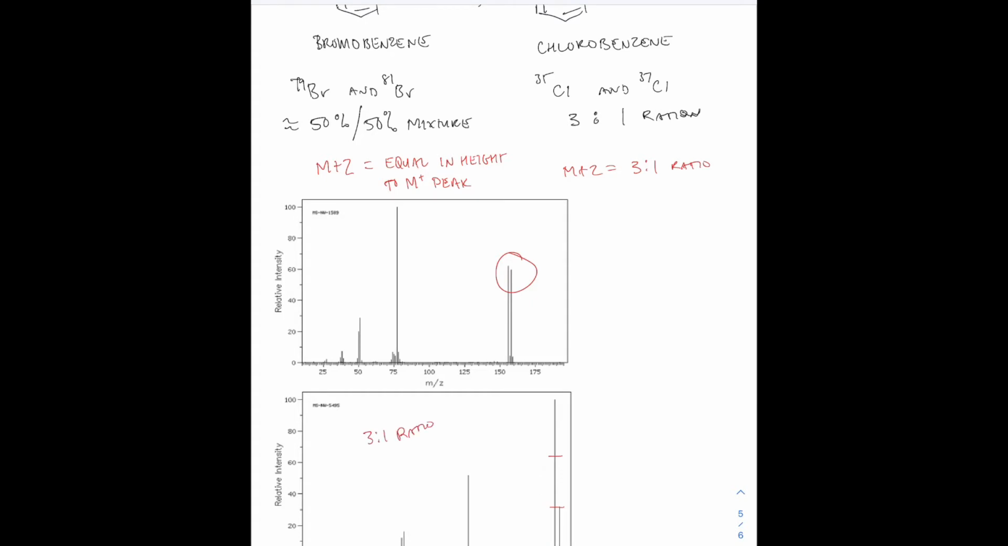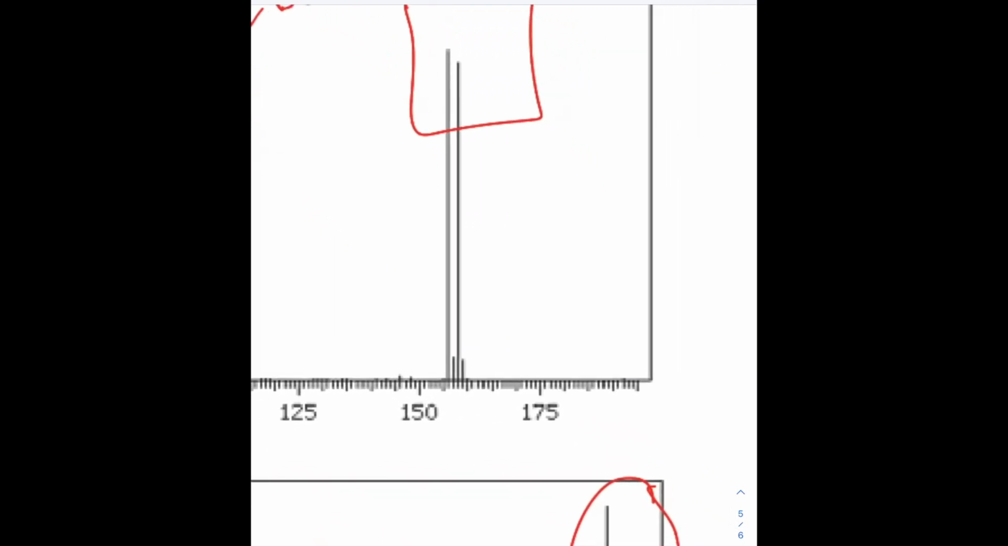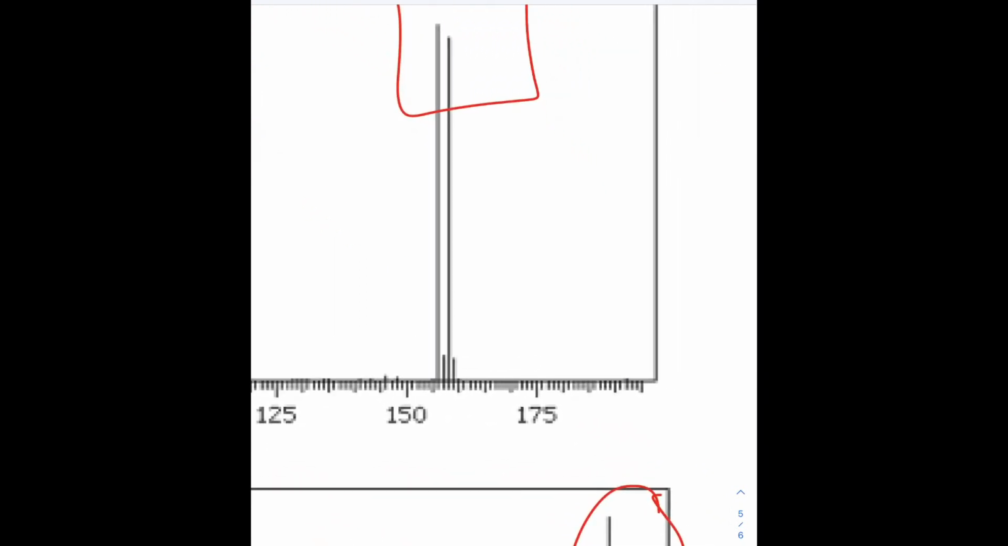A 3-to-1 ratio means that this one would be chlorobenzene. And this being a 1-to-1 ratio means that this compound would contain a bromine, and in this case is bromobenzene. The reason why this is useful is because we can immediately determine that there is a bromine present just by these M+2 peaks being approximately equal in height, and chlorine by these M+2 peaks being approximately 3-to-1 in ratio. So let's zoom in just to make sure that we're good on that.